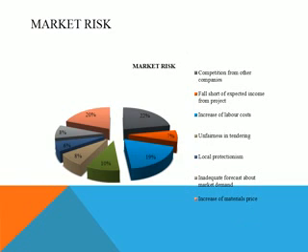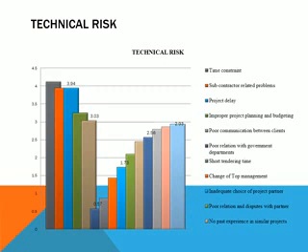This bar graph is about the market risk, that is competition from other companies, fall short of expected income from project, increase of labor cost, unfairness in tendering, local protectionism, inadequate forecast about market demand, increase of materials price. This chart is about technical risk.